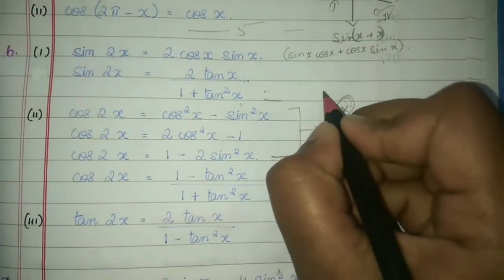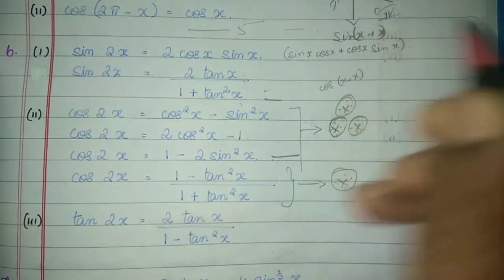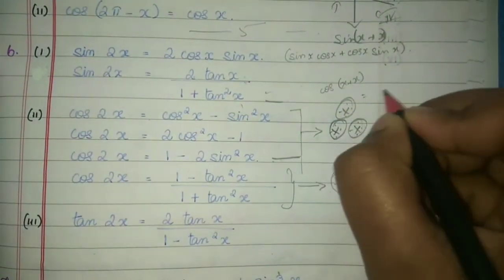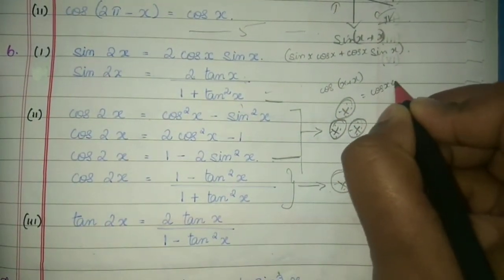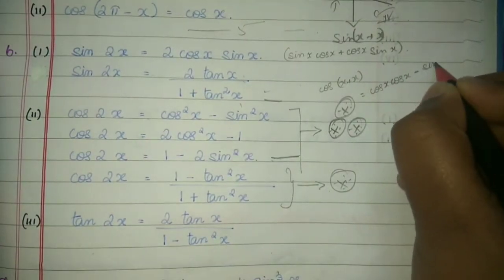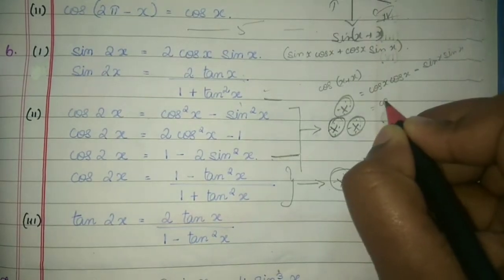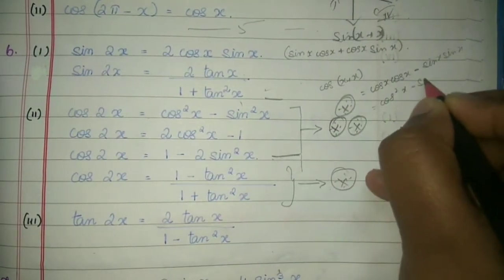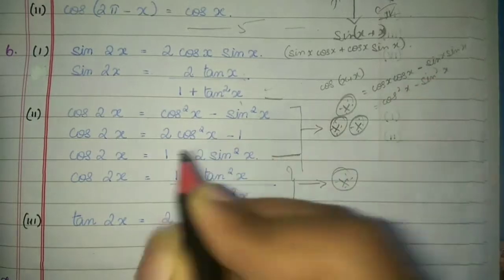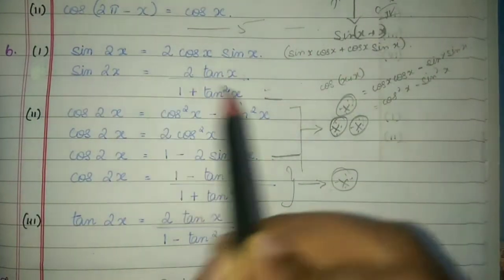Even this is similar to cos(x + x). 2x can be written as x plus x. So here it is cos x cos y minus sin x sin y. So, with y equal to x, which is equal to cos square x minus sin square x. I think if you are clear with that, this will be easy.